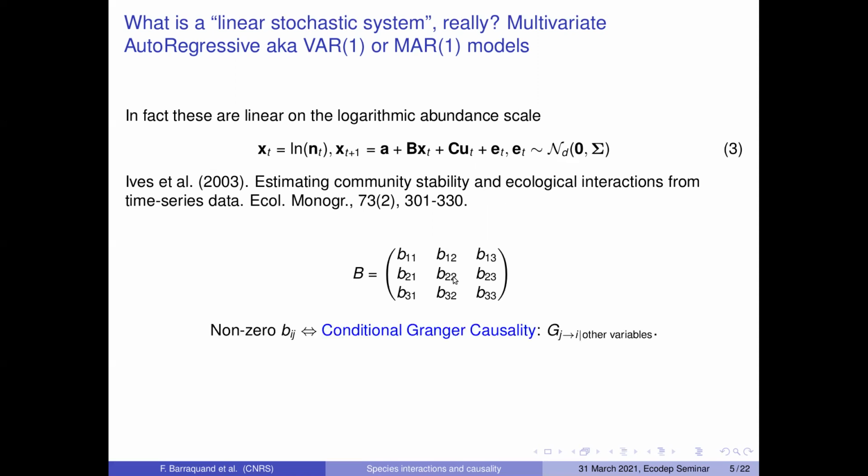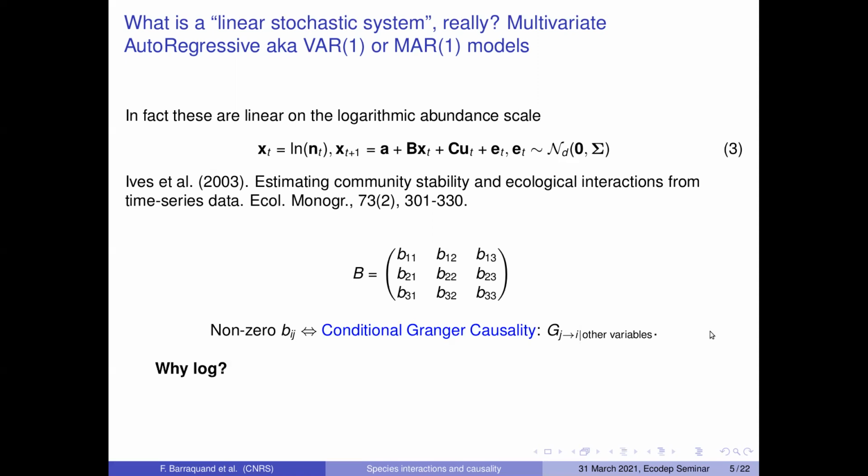The coefficients in this interaction matrix are in fact conditional Granger causality coefficients, because the effect of the coefficient Bij here, if it's non-zero, represents the causal effect of species J on species I, given all other variables. So ecologists have used this Granger causality concept, in fact, unknowingly, and quite repeatedly over the last 2 decades.